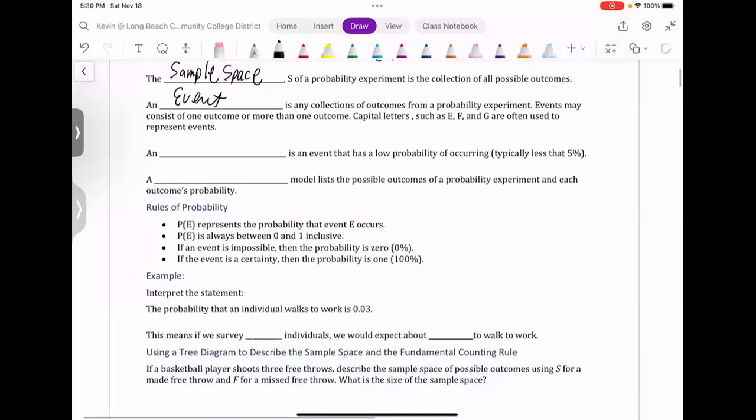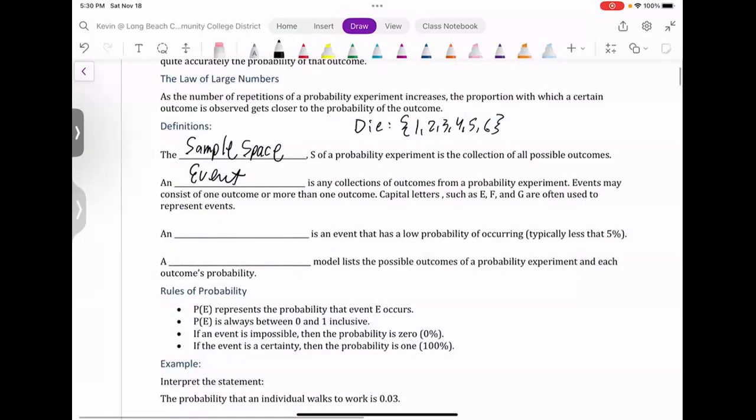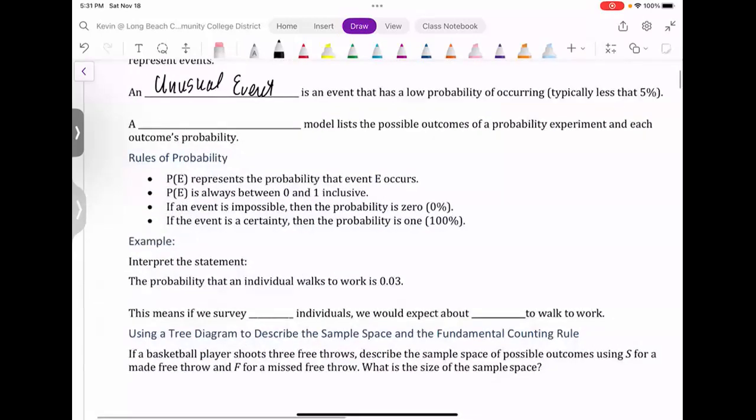And now we're getting to the interesting stuff. An unusual event is an event that has a low probability of occurring, typically less than 5%. It's not always 5%. But that's sort of the standard that we go to. And finally, a probability model lists the possible outcomes of a probability experiment and each outcome's probability.